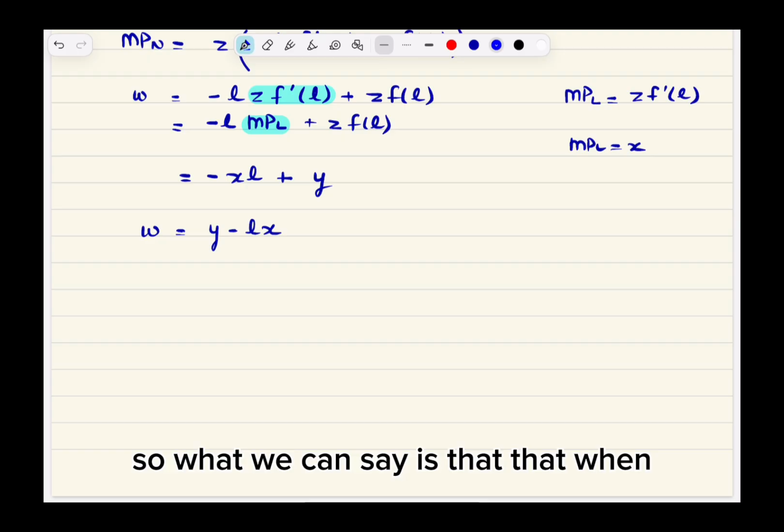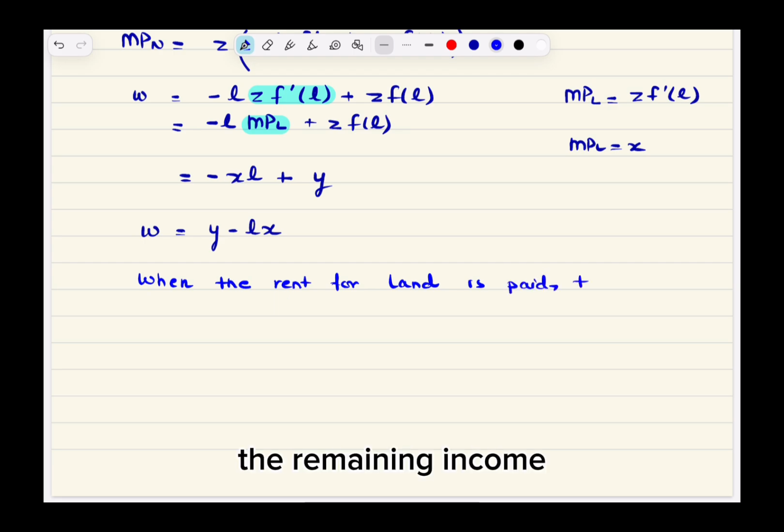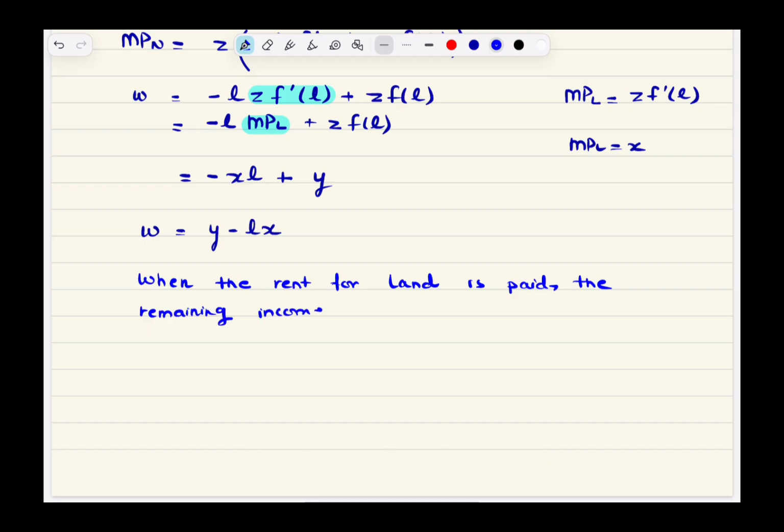Okay, so what we can say is that when the rent for land is paid, the remaining income is paid as wages.